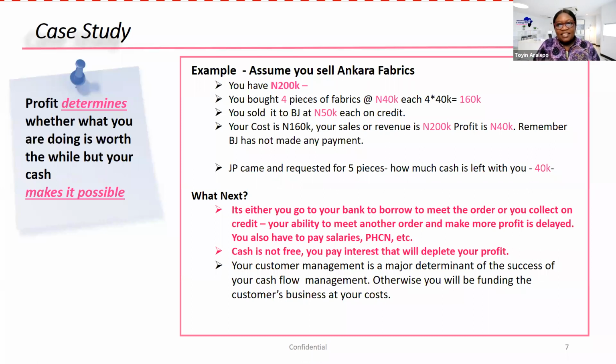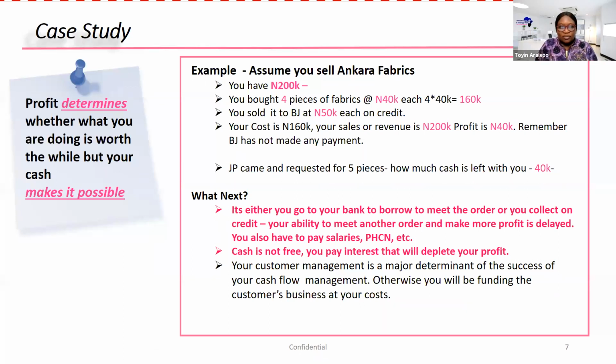The following day, or 2 days after that, JP came and requested for 5 pieces. So how much cash is left with you out of your 200,000? Remember, you sold 4 at 50,000 each for 200,000, but BJ has not paid you. Now somebody has come to request for 5 pieces. How much do you have left? Okay, Charles, great. You have 40,000 left.